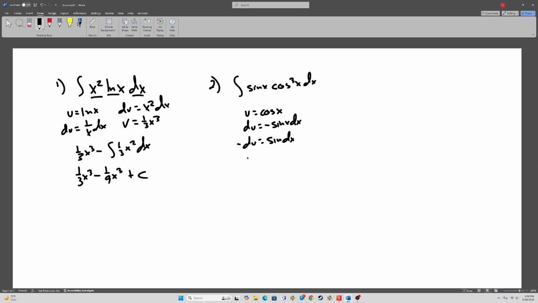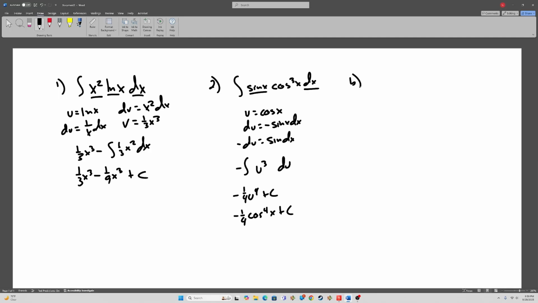So we got integral of negative du. So sine of x dx becomes negative du, and then we have u to the third. So this is negative 1/4 u to the fourth, and then plus c. So now we just make that replacement. We have negative 1/4 cosine to the fourth of x plus c, of course. That's 2a, actually. That's 2a.